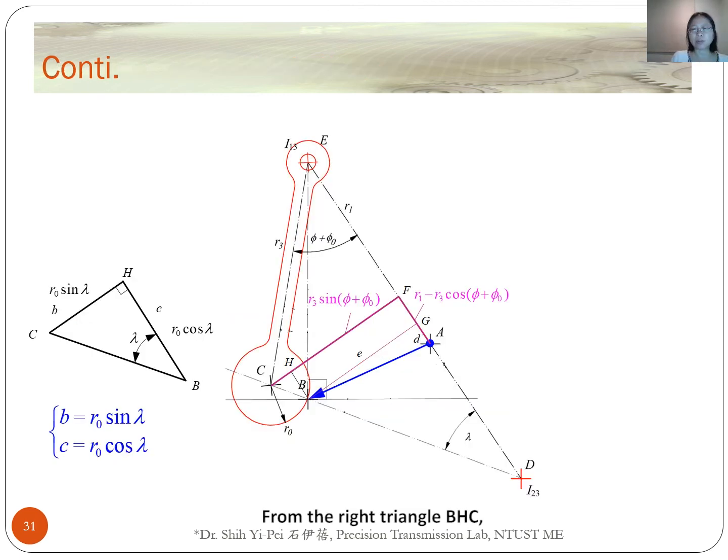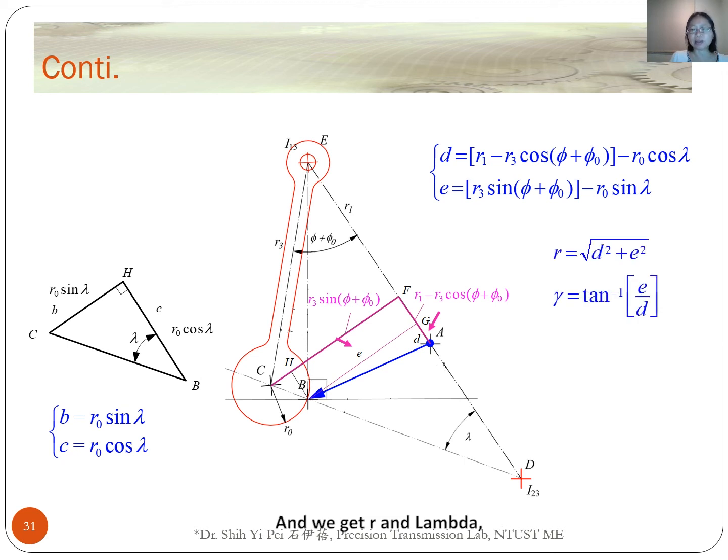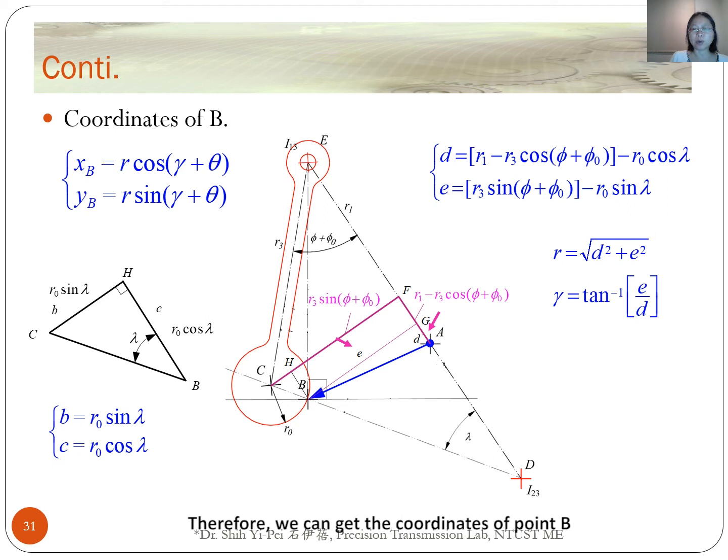From the right triangle BHC, we have the length of its sides. B is equal to R0 times sine of lambda, and C is R0 times cosine of lambda. We can calculate the length of the two sides D and E for the right triangle AGB. Then from the right triangle AGB, we have the length of its sides D and E like this. And we get r and gamma. Therefore, we can get the coordinates of point B on the cam corresponding to theta like this.